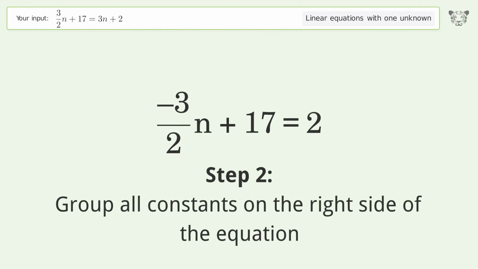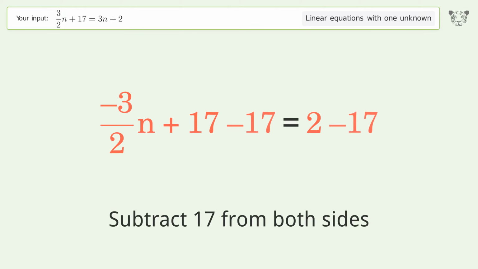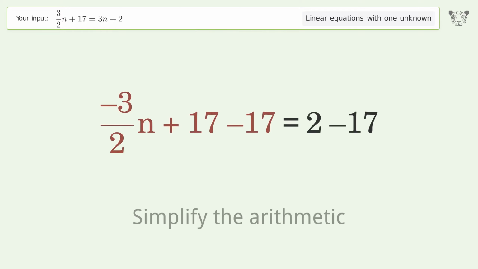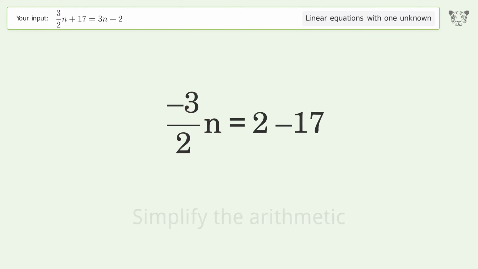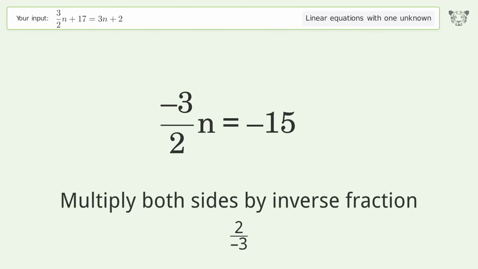Group all constants on the right side of the equation. Subtract 17 from both sides. Simplify the arithmetic. Isolate the y. Multiply both sides by inverse fraction 2 over -3.